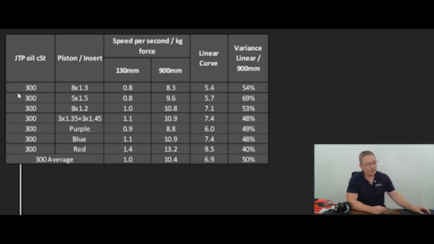So 300 CST oil in this particular case. I'm not going through all of them because I just talk too long. So this one here is 69%. So we're 69% more messy than linear. And down here we've got the red, big red, 40%. Very, very, that's good. I've got averages. So the average is 10.4 kilos at 900. Average on a linear curve is 6.9. So overall 50%. So it's quite a progressive curve.